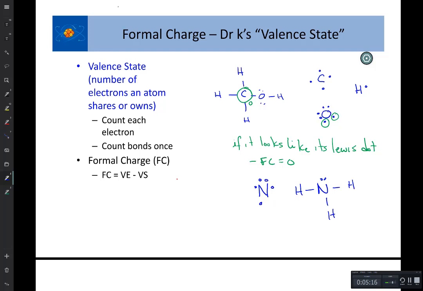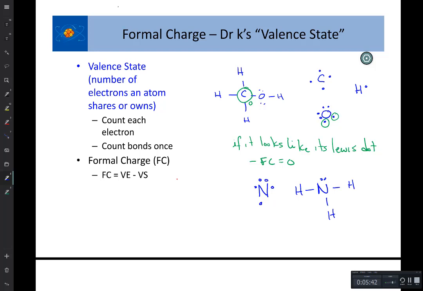The valence state is what you have to do: count each electron and count bonds once. So for example, for carbon in here, the valence state is 1, 2, 3, 4. What is in here? 1, 2, 3, and then you've got to count each electron. It'd be 1, 2, 3, 4, 5.